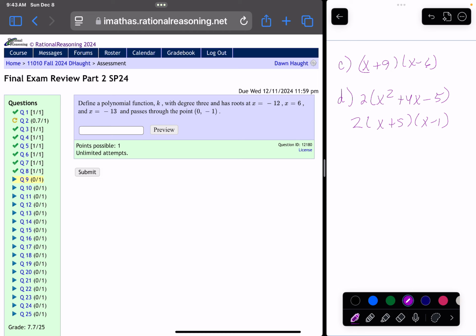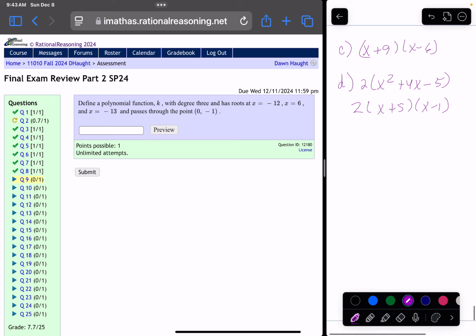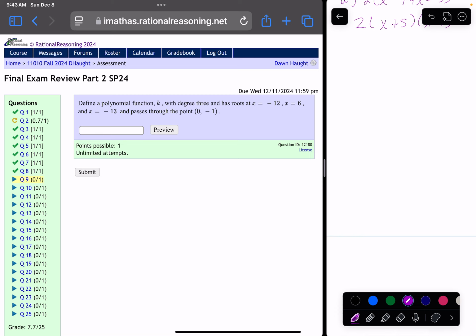It says define a polynomial function with degree 3. So we're going to need 3 factors that have roots of negative 12, 6, and negative 13 and passes through the point 0, negative 1. Now the first thing you want to do is set up your roots. So we're going to put a little a here. That's our placeholder. And then we're going to set up our roots. X plus 12. See how it changed? x minus 6, x plus 13.